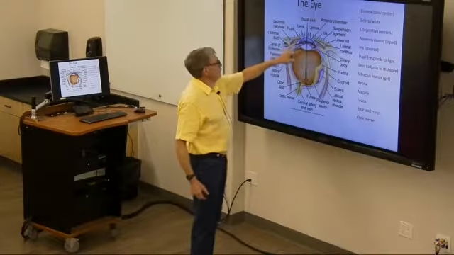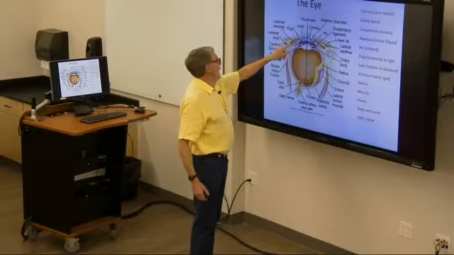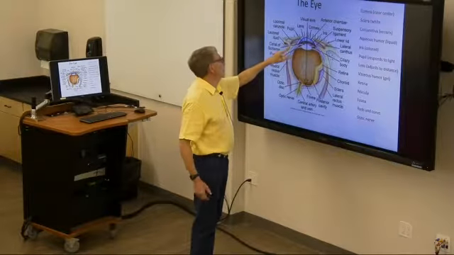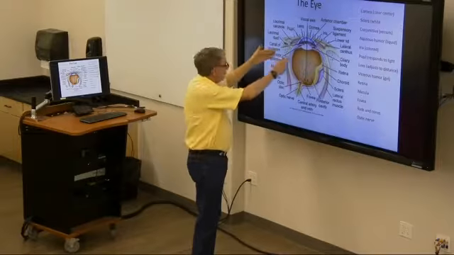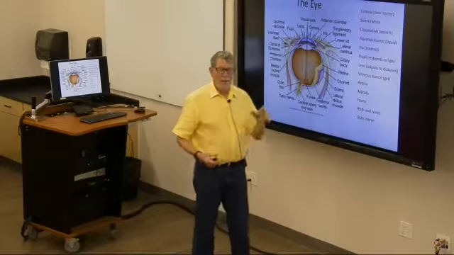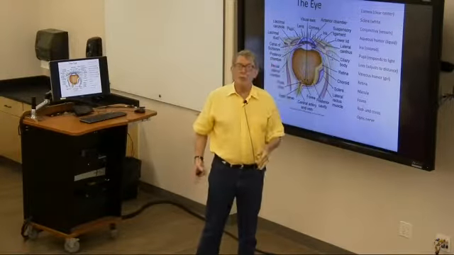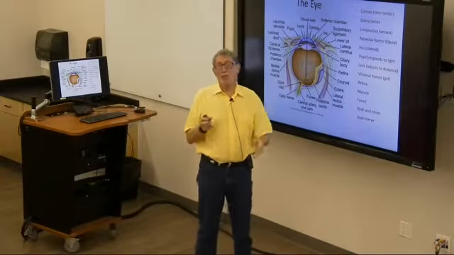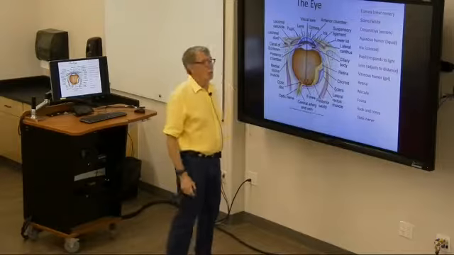You're constantly producing fluid in here, and it drains out through these canals of Schlemm and exits the eye, and therefore, just kind of like your cerebrospinal fluid, you make fluid, you release it, you should keep the pressure in the eye just what it's supposed to be.